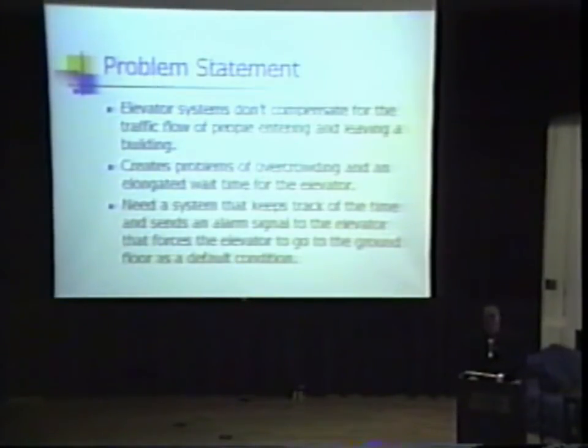In order to fix these problems, a system was needed that kept track of the current time and sent out an alarm signal to the elevator that forced it to resort to the ground floor as the default operation. This was for the morning. In the afternoon, it depended on the company's interest of where they wanted the elevators to go.